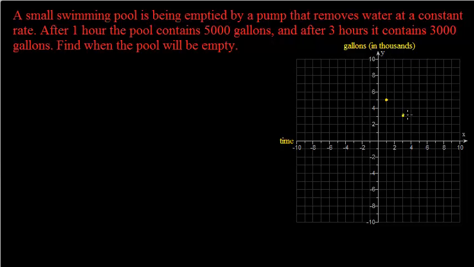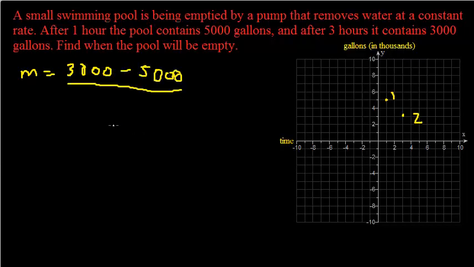We can then calculate the slope between those 2 points. Our slope again is m equals our y2 minus y1. We'll call this our point 2 and this our point 1. So our y2 is our 3,000 and our y1 is our 5,000. Our x2 is 3 hours minus our x1 of 1 hour. 3,000 minus 5,000 is a negative 2,000, and 3 minus 1 is 2. This gives us a slope of negative 1,000.